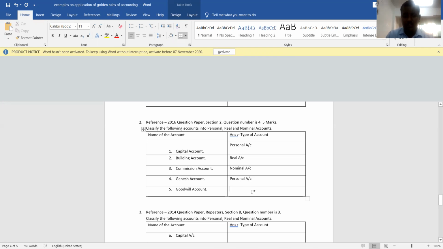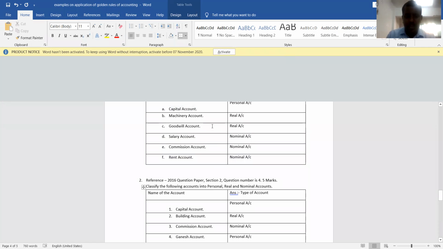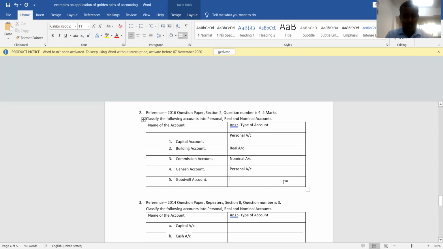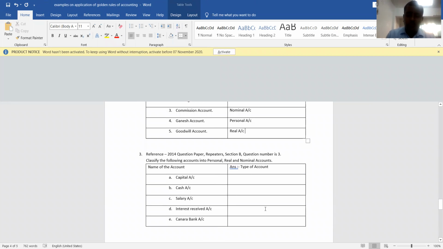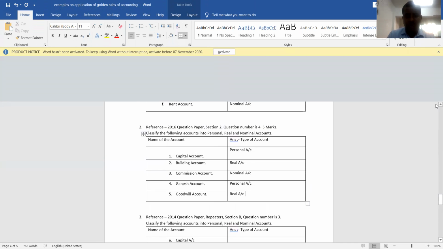Next one is goodwill account. We had this particular account in the previous question also. As we all know, goodwill is an intangible asset. Assets belong to real account. Whether it is a tangible asset, an intangible asset, or a fictitious asset, all belong to real account. So this is about the 2016 question paper problem.